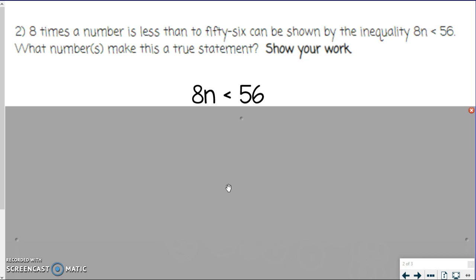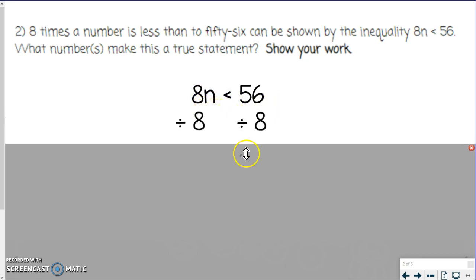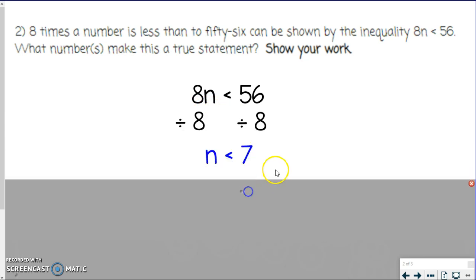So I'm going to solve it just like we did on the other one. So I have 8n is less than 56. Right now 8 is being multiplied to n, so I'm going to have to divide to get rid of it. And so then it ends up being n is less than 7. So that would be our answer, because that shows that anything less than 7 is going to make this inequality true. Okay, even negative numbers, even 0, all that, even decimals and fractions.